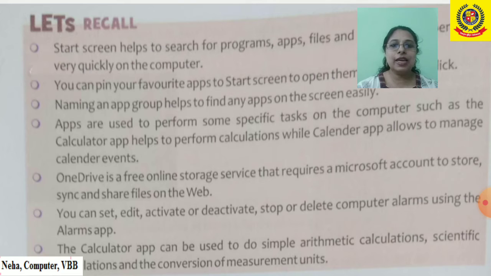Next, you can set, edit, activate or deactivate, stop or delete computer alarms using the alarms app. We use the alarms app to set the alarms and we can change them as per the requirement. Next is the calculator app. Calculator, you know, it is used for doing calculations, and we have read there are 3 modes in it, right? So one is we can do simple arithmetic calculations, scientific calculations, conversion of measurement units. So there were 3 modes: standard mode, scientific mode and conversion mode. So this is the recall of the chapter.